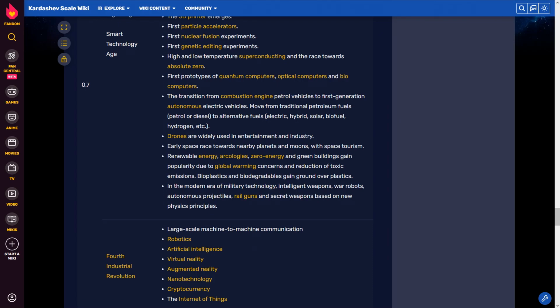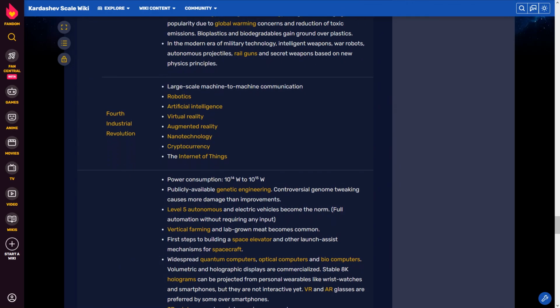In the modern era of military technology, intelligent weapons, war robots, autonomous projectiles, railguns, and secret weapons based on new physics principles. Railguns are already real? I guess there's no real reason I should have known that. The fourth industrial revolution, which I guess is also happening now? Large-scale machine-to-machine communication, robotics, artificial intelligence, virtual reality, augmented reality, nanotechnology, cryptocurrency, the Internet of Things. You know, bullshit.